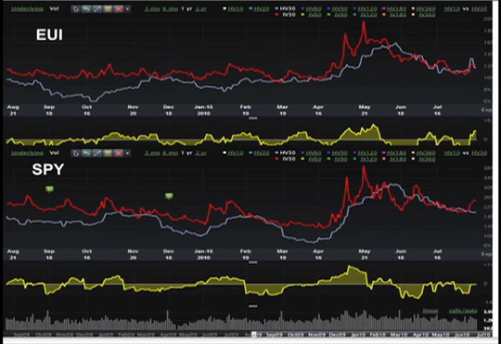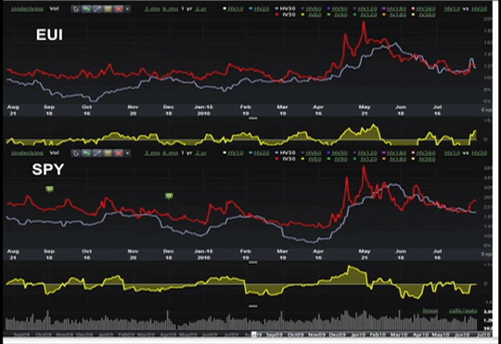So here what I've done is on the top is again EUI, and what you see in red is the implied volatility for EUI, and gray is the historical volatility of EUI. And for comparison purposes, underneath that, I've displayed the same thing for SPY, for S&P 500. This comes from Live Vol Pro. These guys out of California have a great platform for visualizing different types of volatilities, by the way. This is where I've generated these charts.